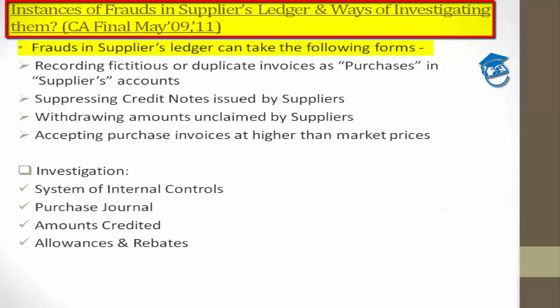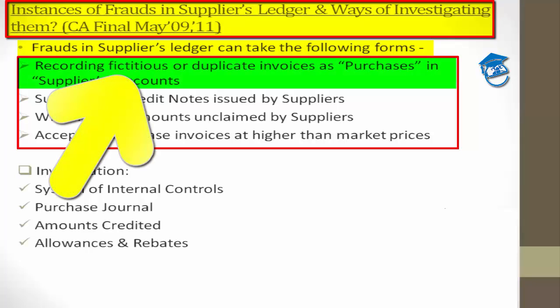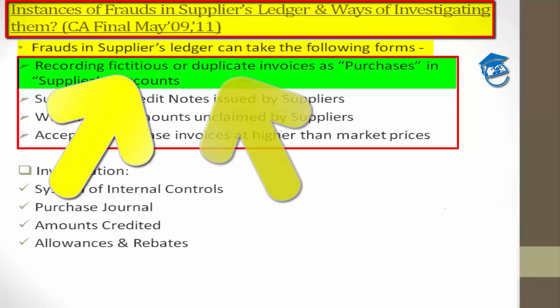Let's understand that. So guys, let's be very clear that if I'm talking about supplier's ledger only, the frauds on this front will be a bit limited as compared to other frauds. The major fraud in supplier's ledger would be that the person who is going to commit the fraud records a few fictitious or duplicate invoices as purchases in the supplier accounts.